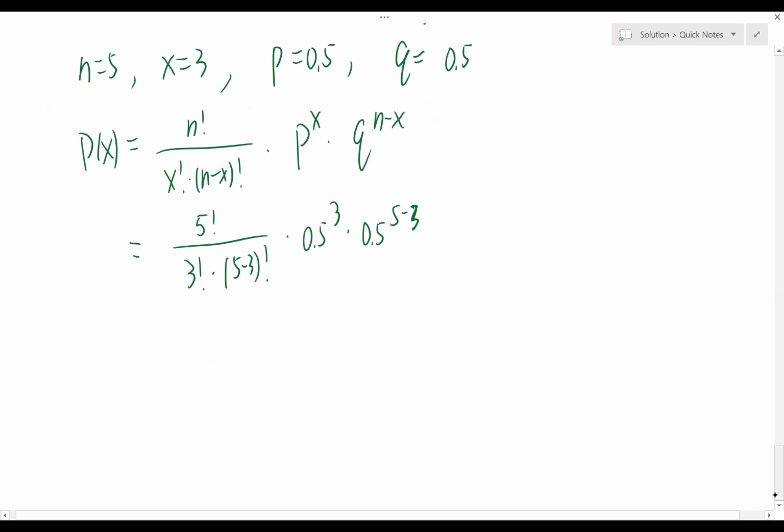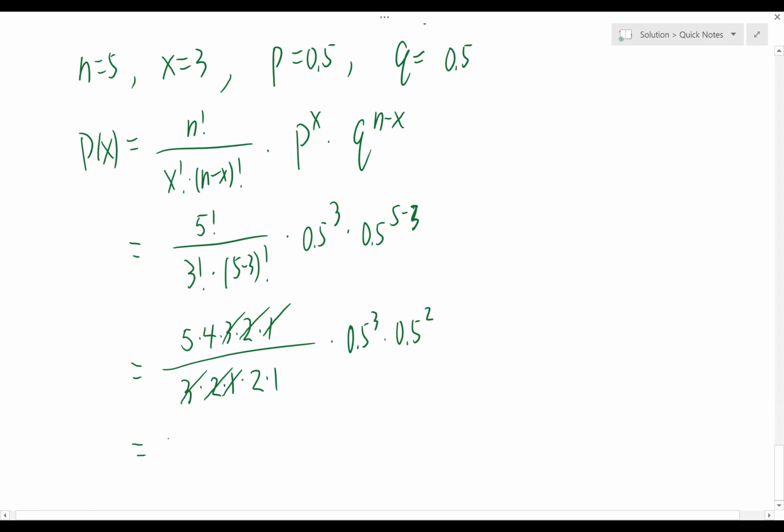Then again, let's simplify. 5 factorial, 5 times 4 times 3 times 2 times 1. 3 factorial, 3 times 2 times 1. And this 2 factorial is 2 times 1. So one more time, we could cancel something, right? So 3, 2, 1, we can cancel that. And on top is 5 times 4, 20, and on the bottom is 2, 20 over 2 is 10. So this is 0.5 to the third and then 0.5 to the second. If you combine them, this is 0.5 to the fifth. So it's 10 times 0.5 to the fifth.